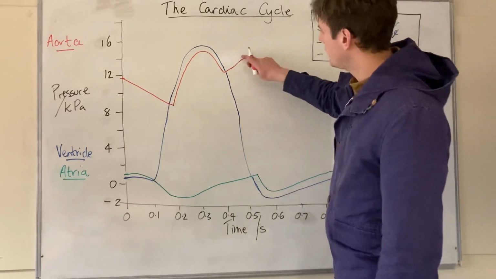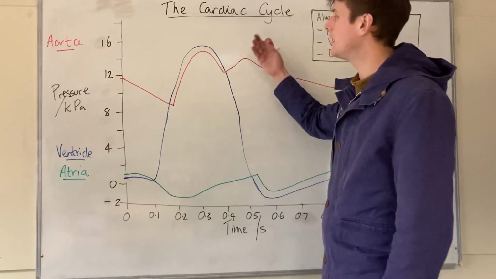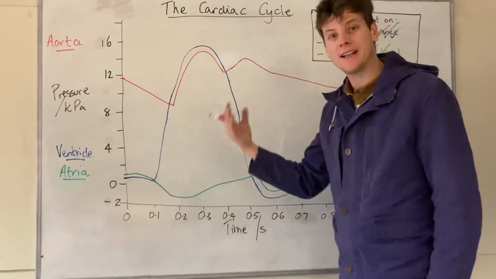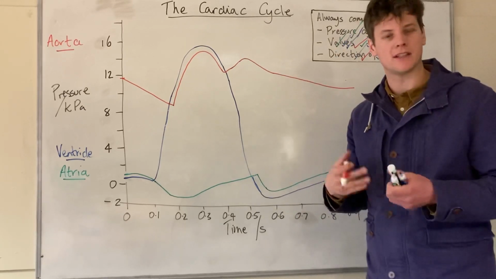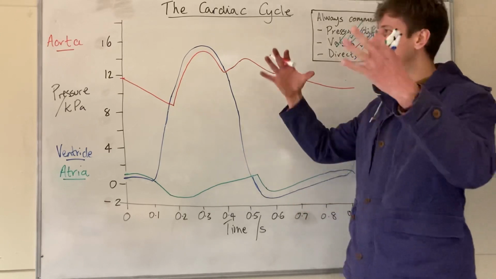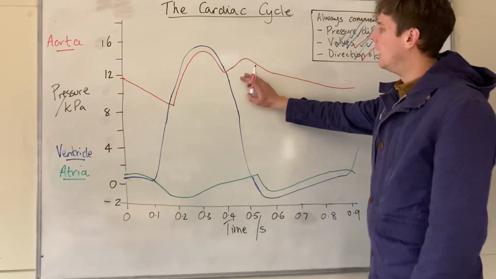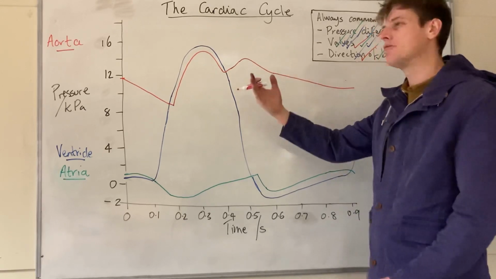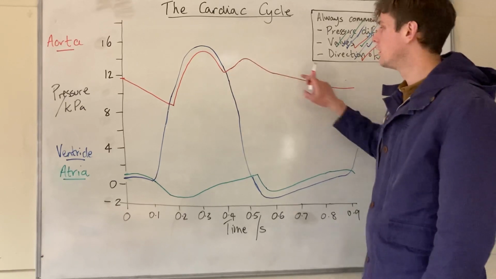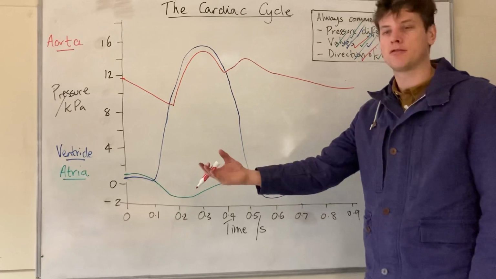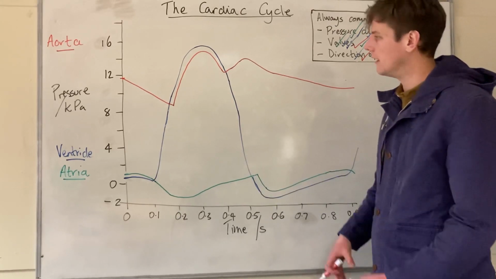Okay, now this little lump here, this short period of increase in pressure, is due to the elastic recoil in the aorta. So the walls of the aorta contain elastic tissue. They stretch as blood moves into it and then recoil. And that recoil helps to close the semilunar valve, but it also forces the blood away from the heart, through the aorta, and to the rest of the body.